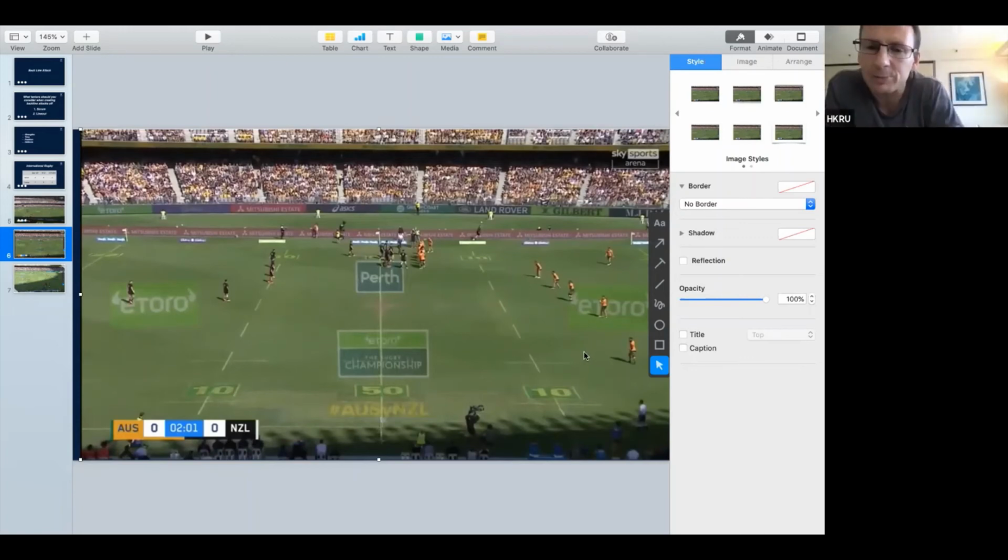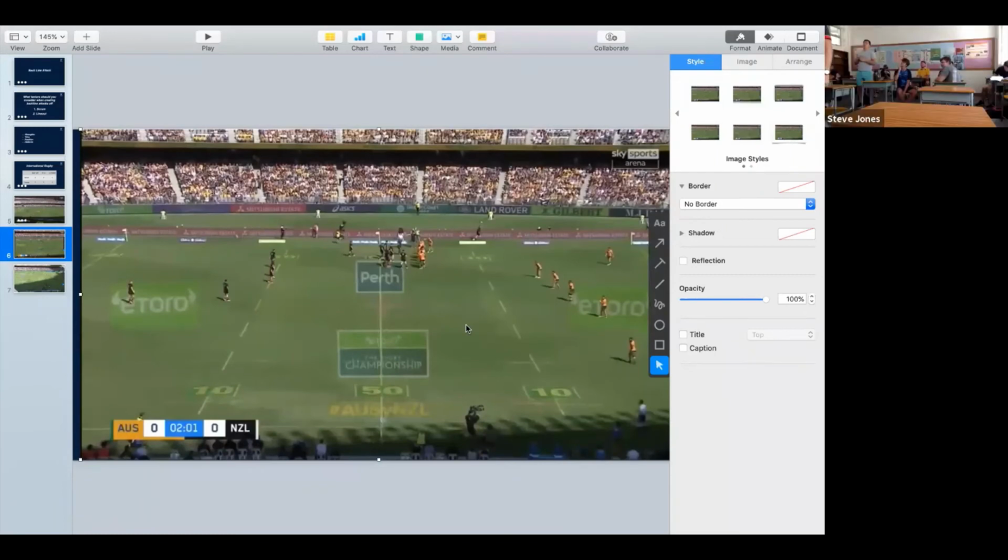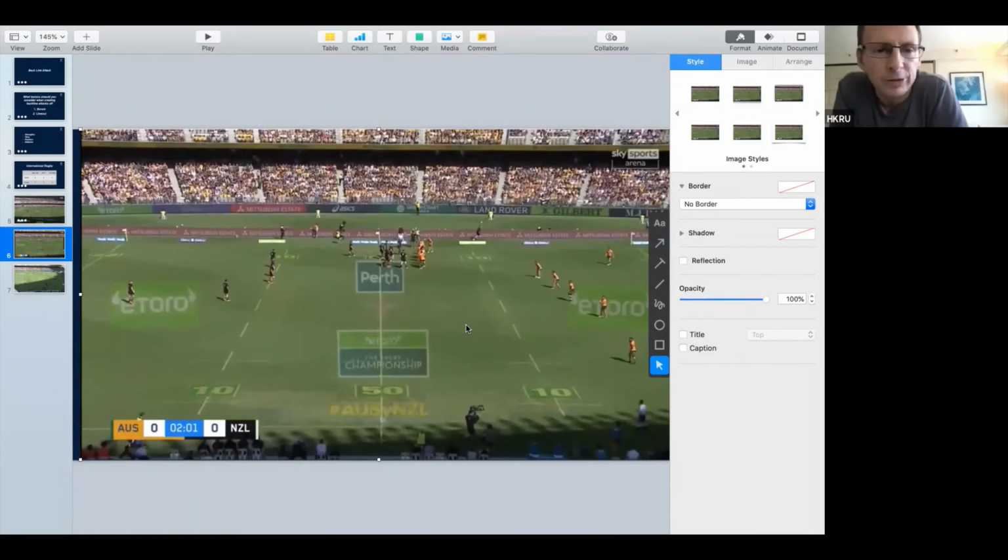And your rationale is because the Aussie midfield is relatively strong, and the Kiwi outside wings you think are potentially a bit better, yeah? Yeah, exactly. Okay, nice. I like the thought process. Good. Third group.